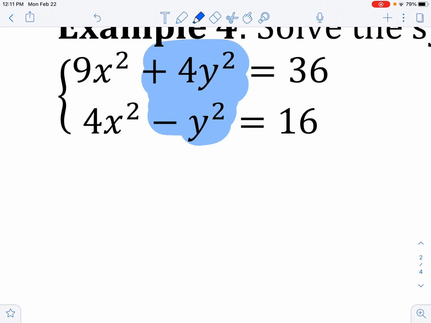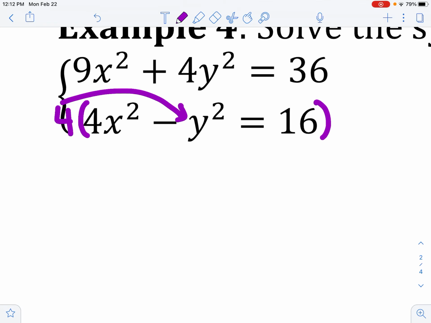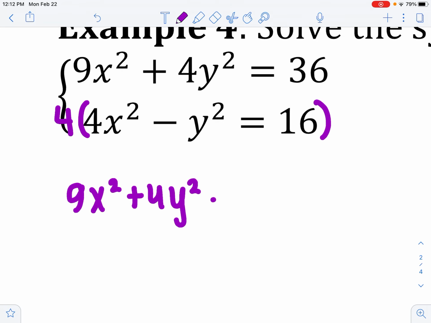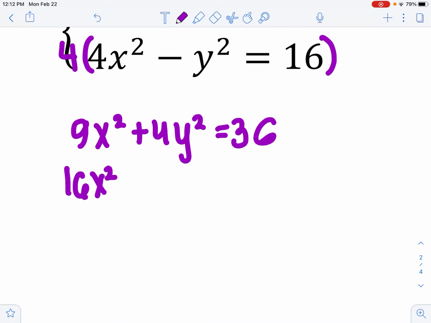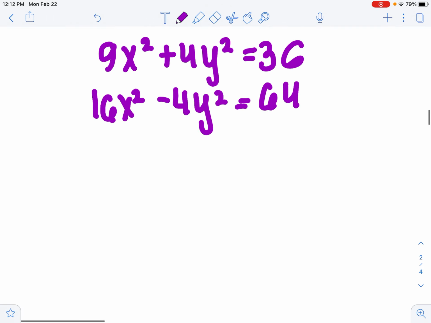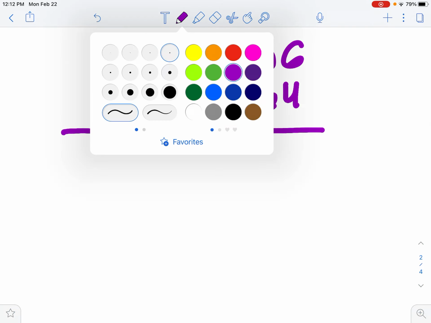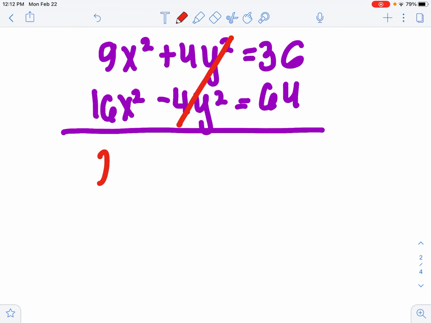You're going to look and say, if I combine these right now, will my x squareds cancel out? No. Will my y squareds cancel out? No. So I have to manipulate this so one of them will. The easiest manipulation is multiplying the second equation by 4, because then it'll become a negative 4y squared, and the y squareds will cancel out. So we keep our first equation exactly the same: 9x squared plus 4y squared equals 36. The second one we multiply by 4: 16x squared minus 4y squared equals 64.